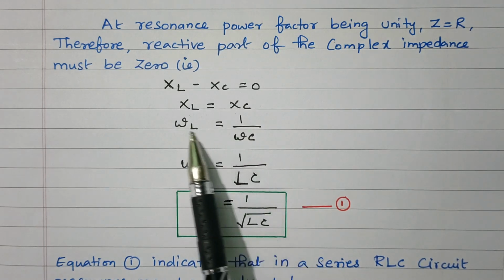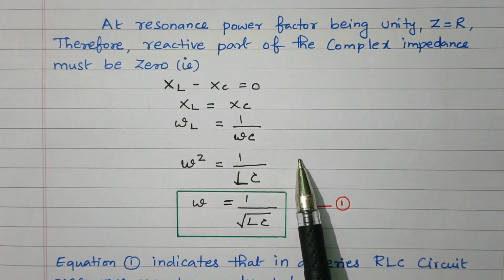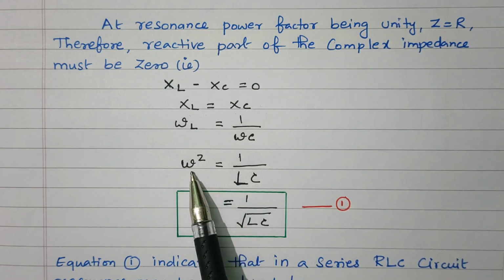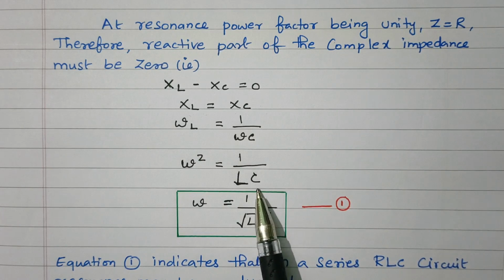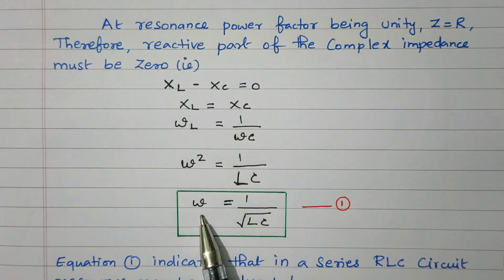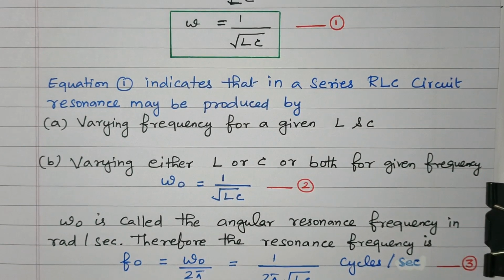Bring this omega to this side and bring this L to the other side in the denominator. So omega into omega, omega square, equals 1 divided by L into C. By taking the square root, omega equals 1 divided by square root of LC. So this is the resonant frequency, omega equals 1 divided by square root of LC. Take this as equation number 1. Now we'll analyze this equation.